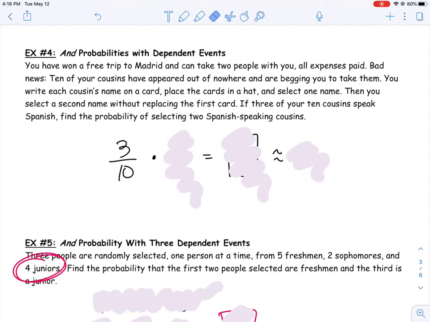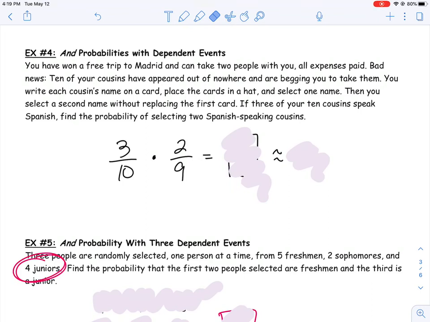And then you're going to go pick a second card. I heard the word and, so I'm going to multiply. I'm going to pick a card and then pick another card. But be careful, I didn't put the first card back. So if I didn't put the first card back, then what's the probability when I go to pick a second card that that cousin speaks Spanish? Oh, did you say 2 out of 9 this time? 2, because when you picked the first time, if that cousin spoke Spanish and you didn't put that card back, you have 1 less cousin that speaks Spanish, and then you have 1 less card in the hat, and so now you have 2 out of 9. It depends on what happened the first time.